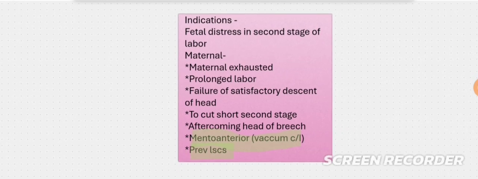Now, the second thing is, what are the indications of the forceps? So the indications of forceps are, first is the fetal distress in second stage of labor. As we all have understood and read previously also, that forceps can be applied only when the patient is fully dilated. So that is why we are applying the forceps in second stage. So we all are applying forceps when the patient has full dilated cervix but still the delivery is not happening. So it can be the indication fetal distress.